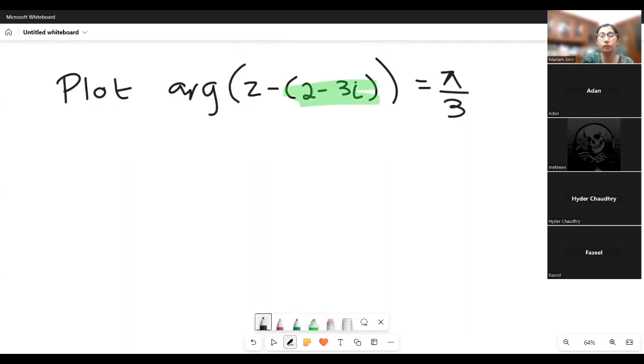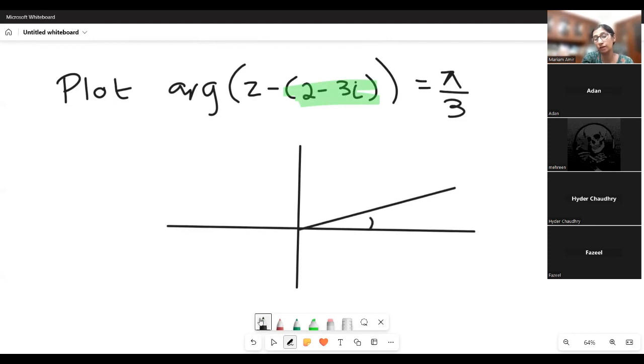Now you don't start from the origin, unlike the previous question. Instead, you start from that point. When you equate this entire bracket to 0, you get z equals 2 minus 3 iota. So the point is (2, minus 3). So 2 is here, minus 3 is here. You make that angle from this reference point. This is your new origin.